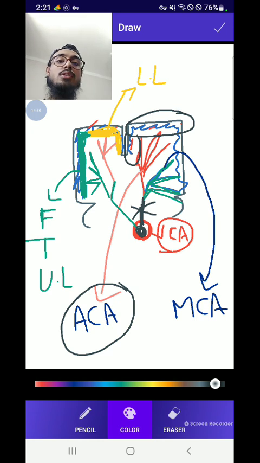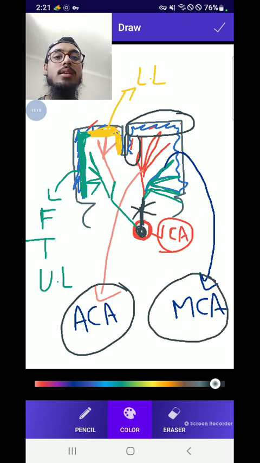So the patient whose anterior cerebral artery is damaged loses the sensation of the lower limbs, your legs, your foot. That patient cannot sense anyone hitting his legs, cannot feel pain, touch, or vibration in the lower limbs. In the same way, if there is damage to the middle cerebral artery, what are the areas lost?